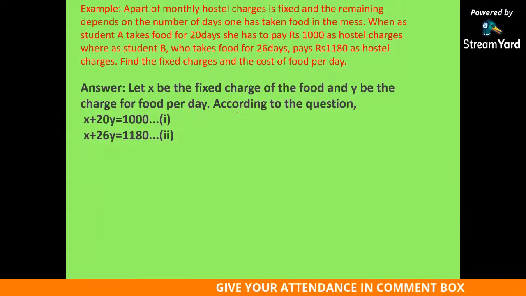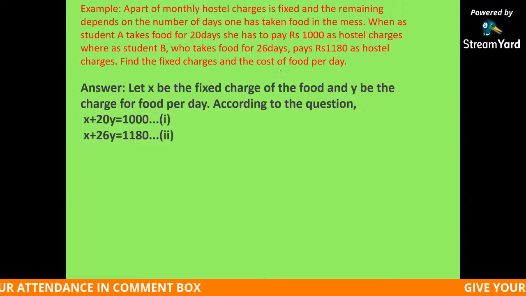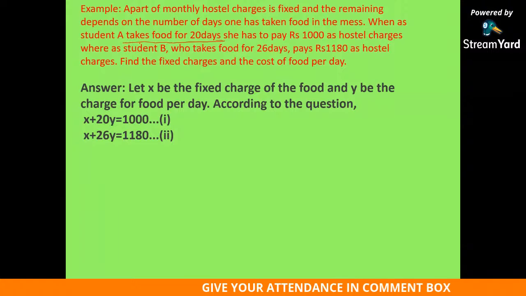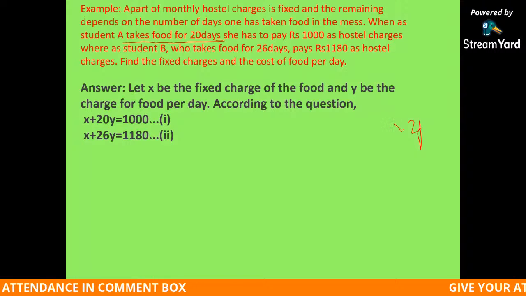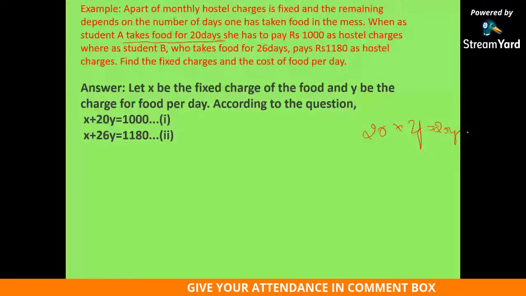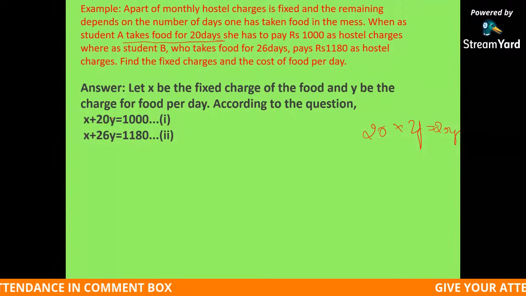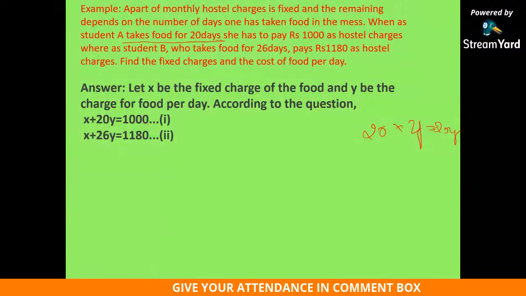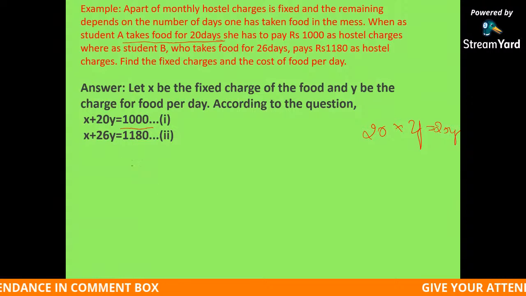According to that, fixed charge plus, as student A has taken food for 20 days, each day if it is rupees y, then for 20 days it will be 20y, isn't it? Therefore, the total cost paid by first student we can write as fixed charge plus charge for 20 days. If you add both, you are going to get 1000 rupees.